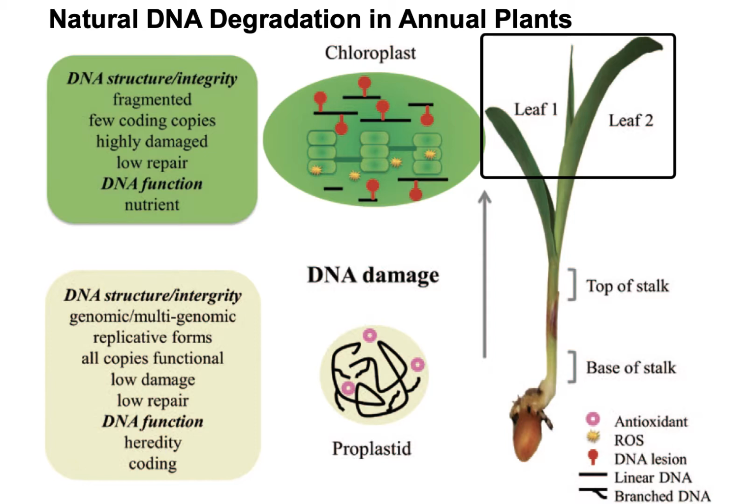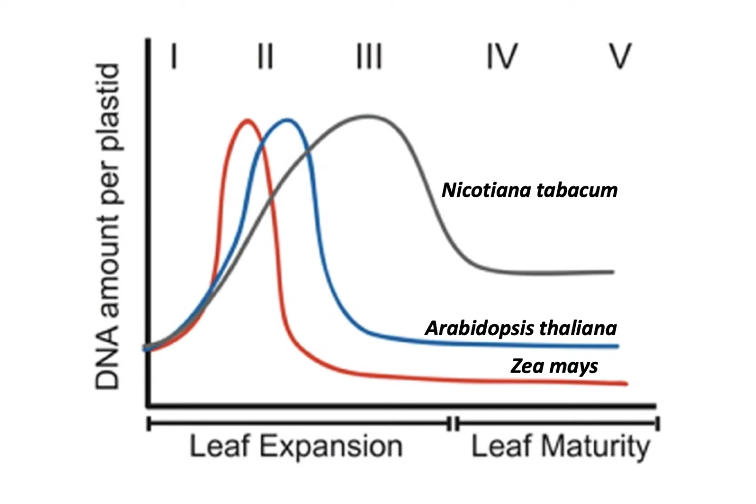Translation continues on the mRNAs that are there, but they have a half-life too, so eventually they start degrading, and then finally the protein degrades and the leaf is dead then. And this was true of all the plants that were examined, although to a different degree.